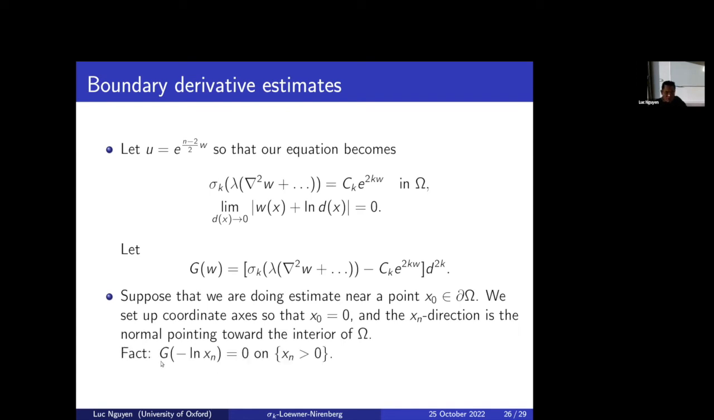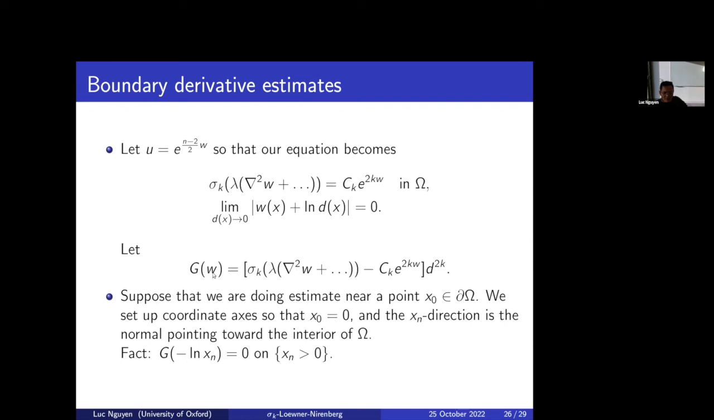Now, if we do that, then it's a fact that we have g of minus log xn is equal to 0 on the upper half space. So this is just the fact that on the upper half space, we have the Poincare metric, and we just unwrap this, and this minus log of xn just corresponds to the Poincare metric on the upper half space. So we have a reference solution in this.